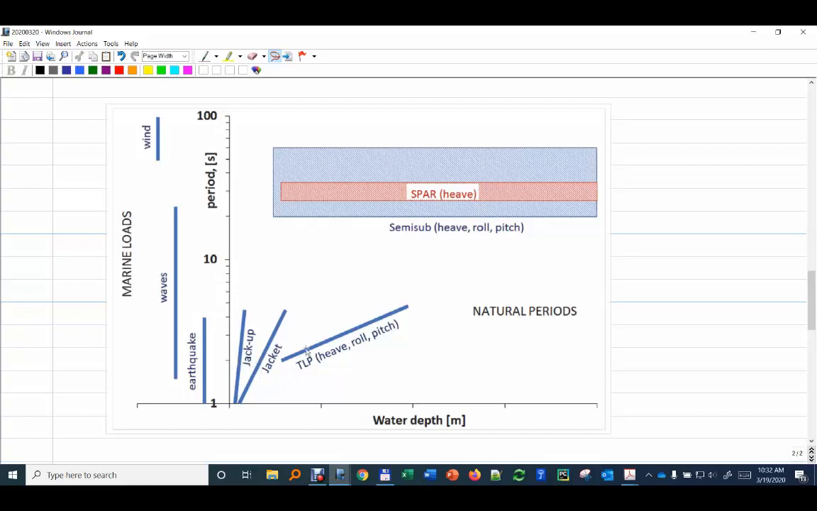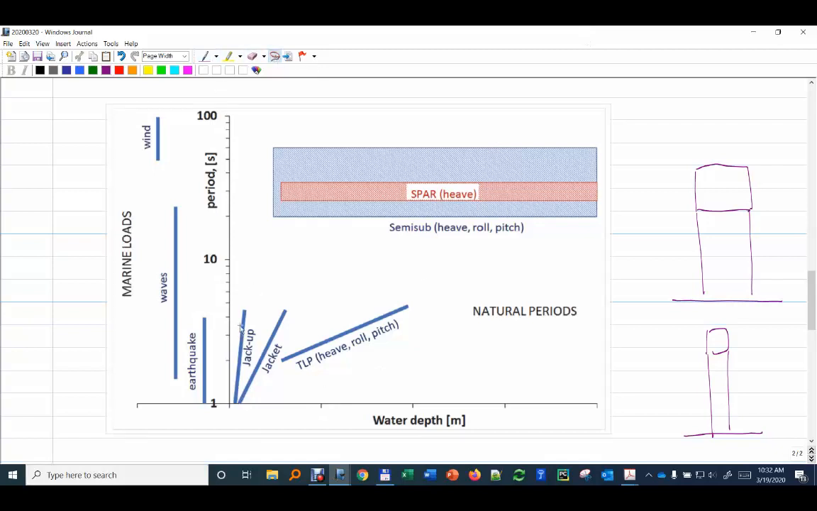TLP, we also have a big effect on the TLP. Remember, it has a big effect on the depth because the TLP has these tethers or tendons that are keeping it fixed to the bottom of the ocean. And if you make this very long or very short, it will also have an effect. And here it's telling you the movement.